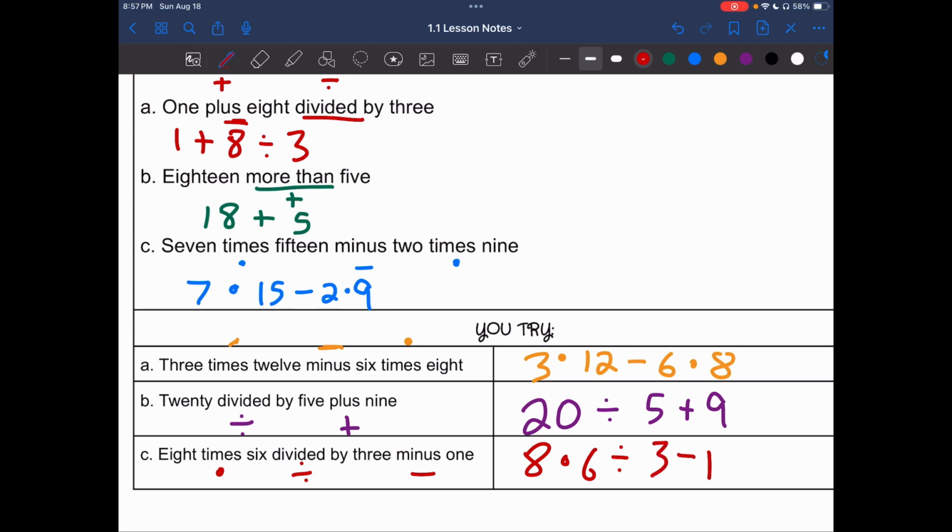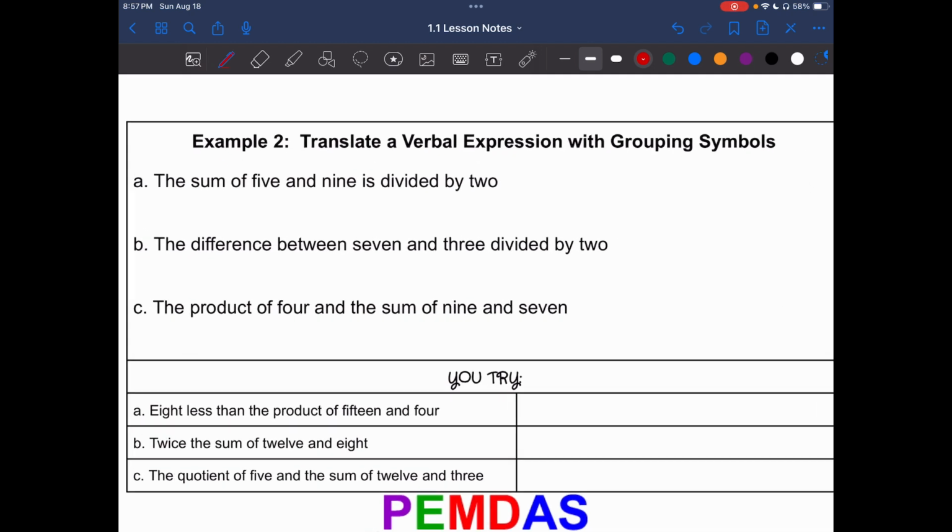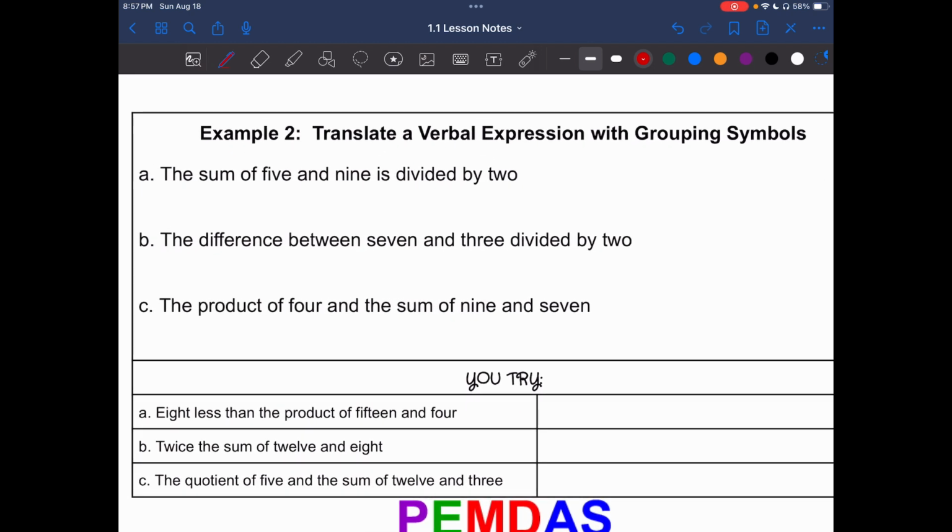Okay. Now we're going to move on to the next page in the notes. So we are going to translate a verbal expression with grouping symbols. One way that we can phrase problems like this, we can talk about a sum or a difference or a product, and that's going to tell us what's happening. We're grouping things together. So by saying the sum of 5 and 9, that's the first piece that we're working with. Sum means we're adding, so we have parentheses, 5 plus 9, and now we have divided by, division symbol, 2.